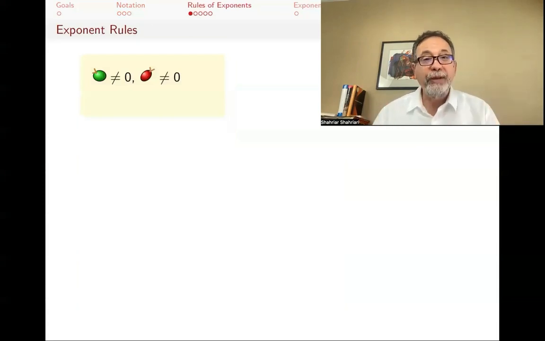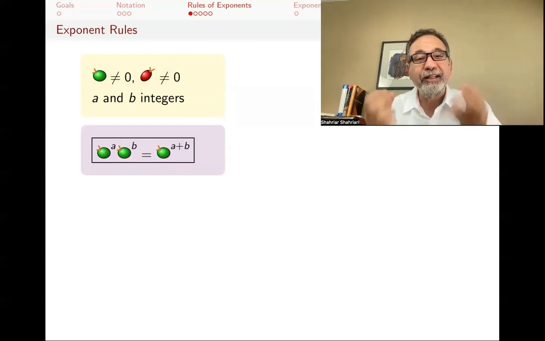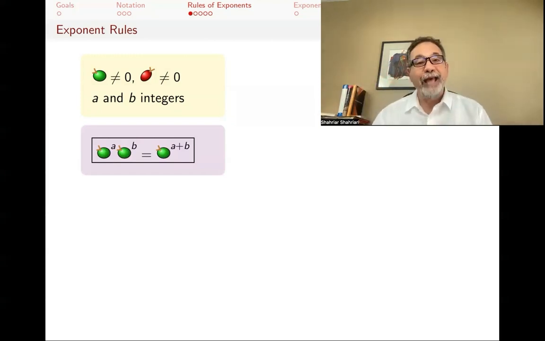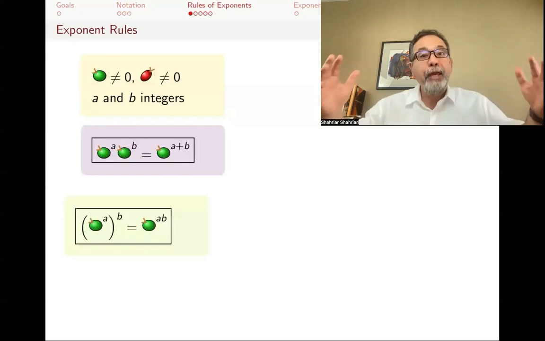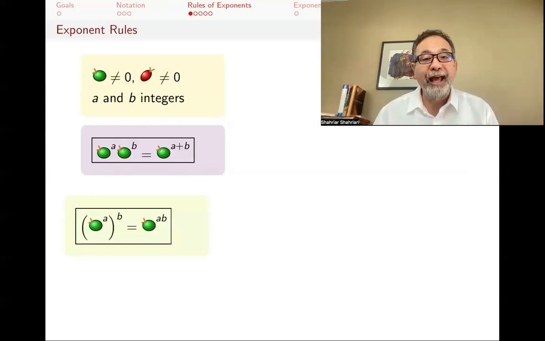Now, here's some exponent rules. There's 3 rules basically that you have to know. The first rule is that if you're multiplying 2 exponents and the bases are the same, you add the exponents. So apple to the a times apple to the b, because the bases are the same, it's apple to a plus b. And apple to the a to the b. If you take an exponential and then find the exponent of that, you multiply. Apple to the a to the b is apple to the ab.